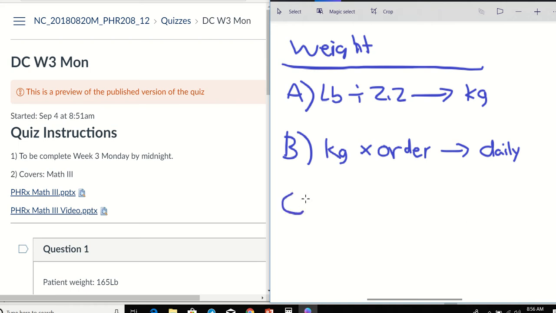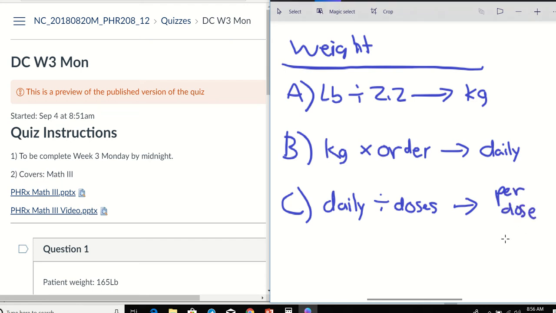And then once you get the daily amount, sometimes you give that to them all at once. Sometimes you give that to them in divided doses. So if it says to give it to them in divided doses, you're going to divide that daily amount by the number of doses, and that's going to give you your per dose amount.